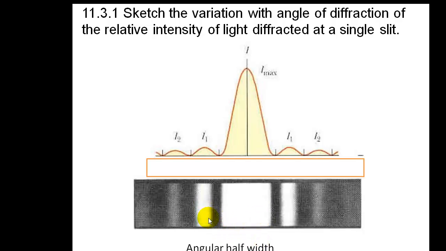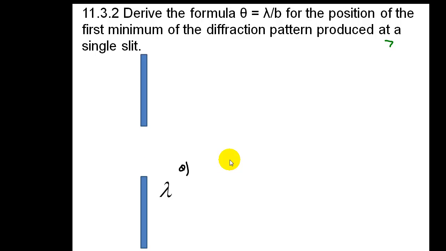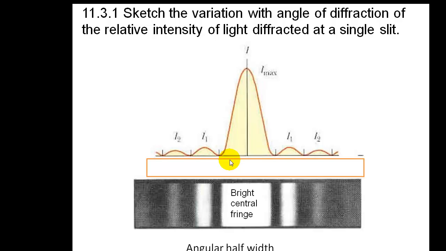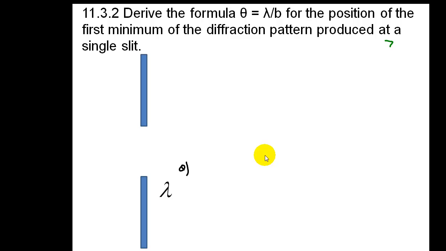We have the angular half width. Between here and here is the angular width. So we're interested in going from there to there. This is the relationship that we're looking for. And we'll find out that this bright central fringe, this angle here, is going to be lambda divided by b. Lambda is the wavelength, b is the size of the gap, the aperture.